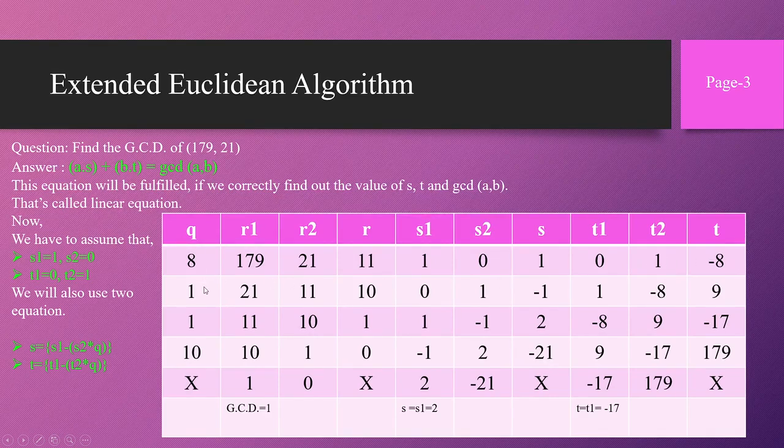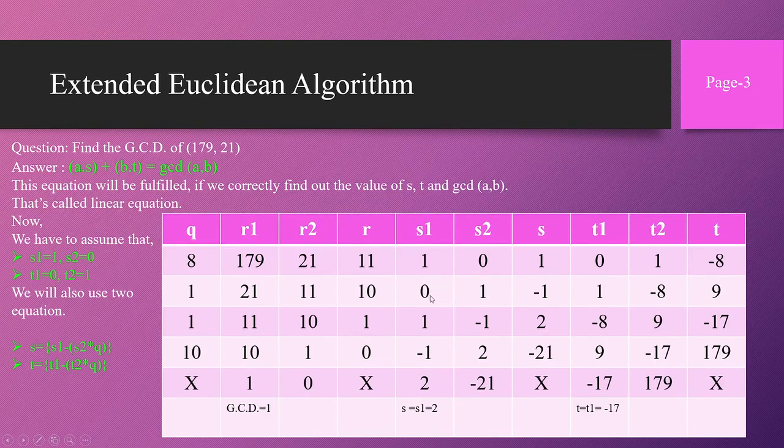In the next row, we will shift the value of R2 to R1, R to R2, then the value of S2 will be shifted to S1, and S will be shifted to S2, and T2 will be shifted to T1, T will be shifted to T2. Then if we divide 21 by 11, the quotient will be 1 and the remainder will be 10.